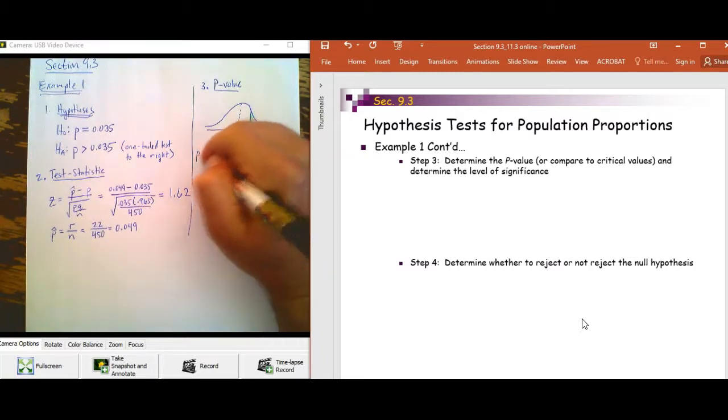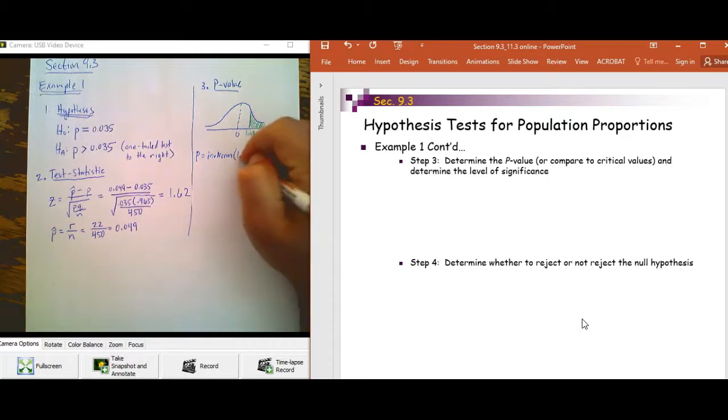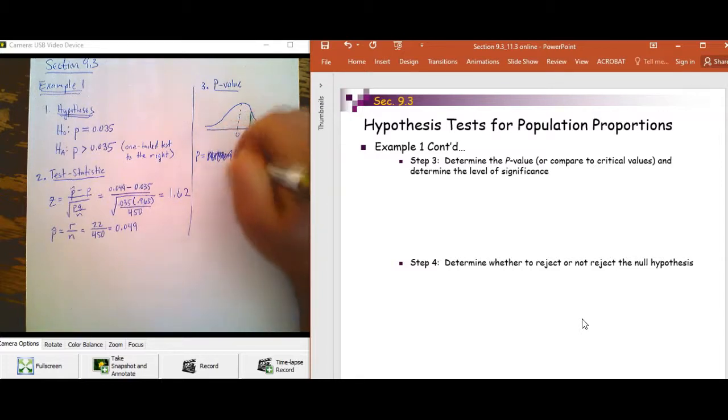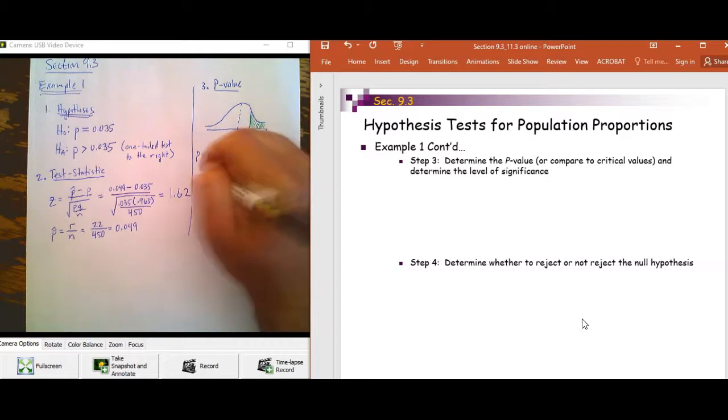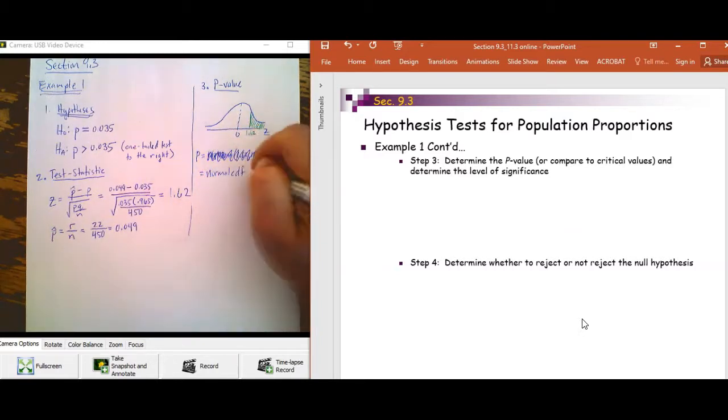So our p-value is inverse norm... excuse me, normal CDF. We're finding a probability here. Normal CDF, 1.62, 10 to the 99, 0, 1.